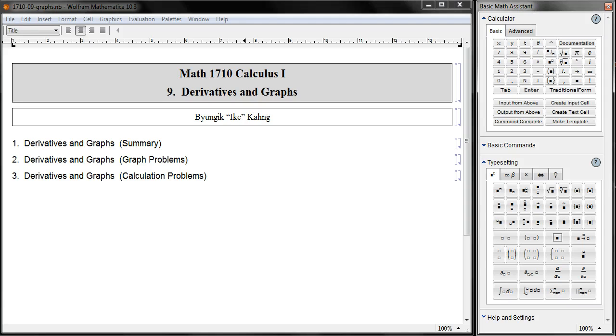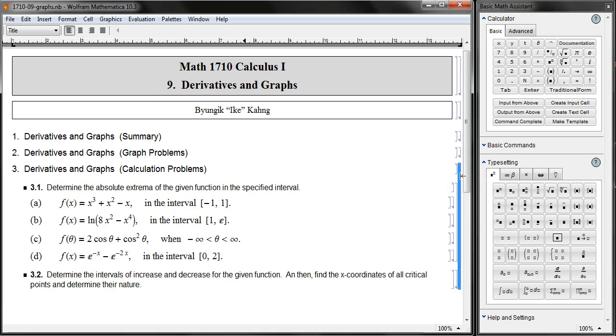Welcome back, students. Now let's go to section 3 of this notebook, derivatives and graphs with some computation. The first class of problem is the absolute extrema. What is the so-called absolute extrema? We have a bunch of local maxima and minima, and also the endpoints of the interval. Among those, simply take the highest value and the lowest value. The highest is the absolute maximum, and the lowest is the absolute minimum.